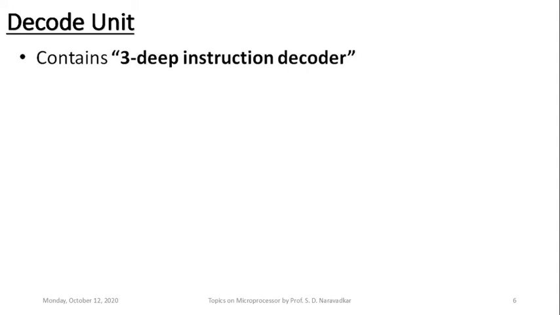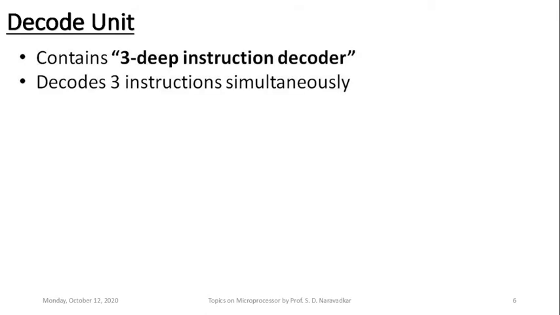Next, the third pipeline unit will be the decode unit. The decode unit of the 386DX processor contains a 3-DIP instruction decoder. What do I mean? A 3-DIP instruction decoder can decode 3 instructions simultaneously. At a time, 3 instructions can be taken from the prefetch queue and decoded.